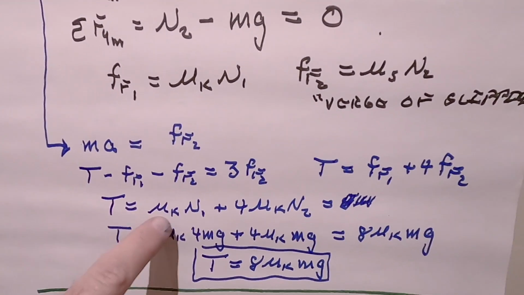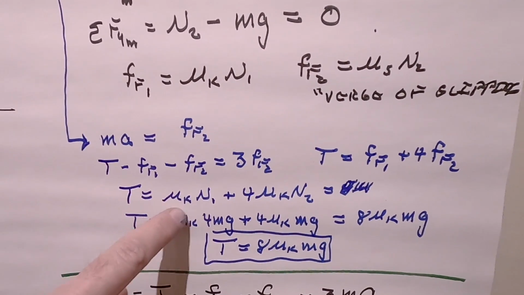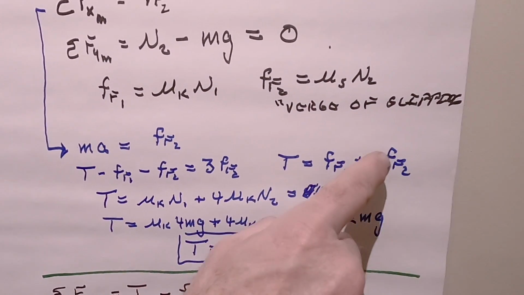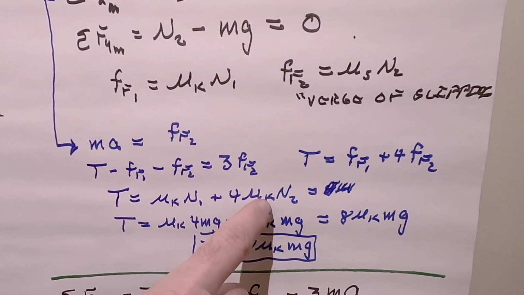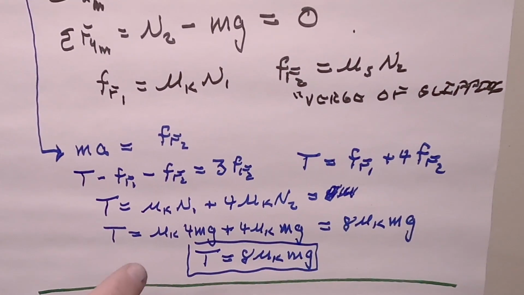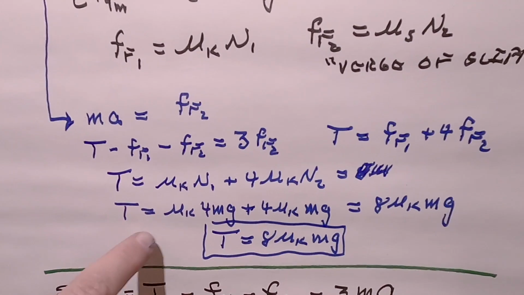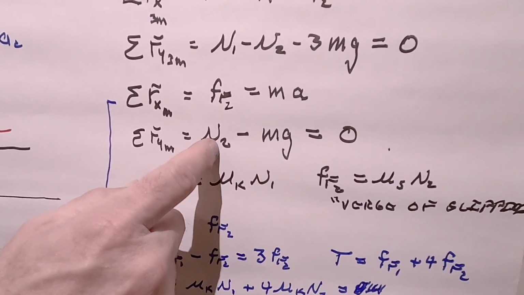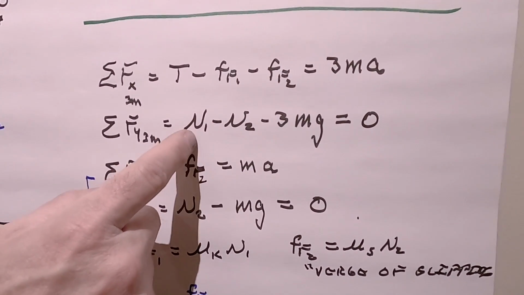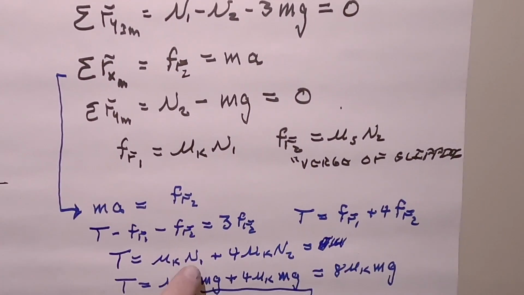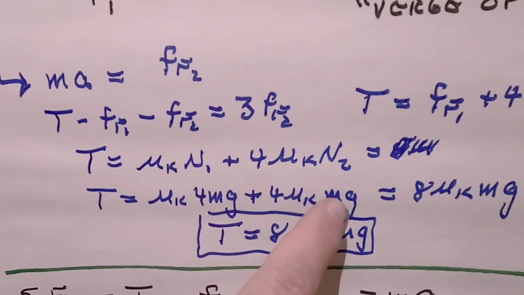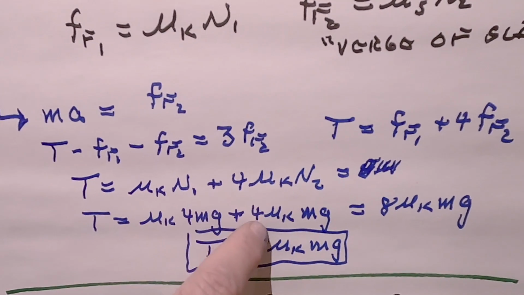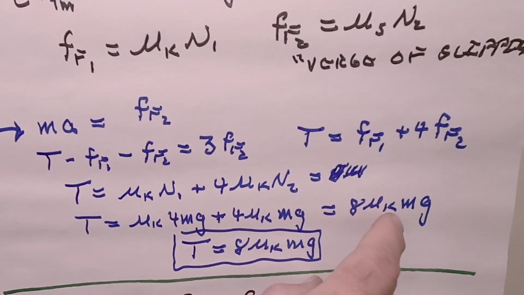So I'm just rewriting it, and I'm rewriting what our frictional forces are. So in place of frictional force 1, we'll put mu K N1, and in place of frictional force 2, I'll put mu K N2, except we have the 4 with that one. Okay, and now I can come back to here. We know what N1 was, and we know what N2 was. Remember, N2 was mg. N1 is 4mg. So I'm going to replace N1 with 4mg, replace N2 with mg. Now I have 4 mu K mg plus another 4 mu K mg, so I get 8 mu K mg.